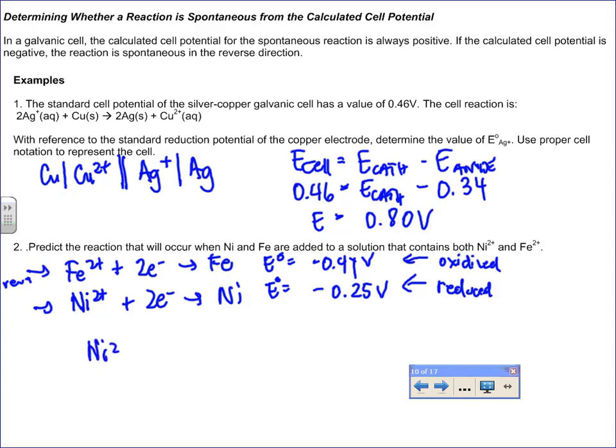So to write the reaction that's going to occur, we're flipping the first reaction and adding it to the second reaction. And in this case, I don't need to do anything with the electrons. They're already balanced.